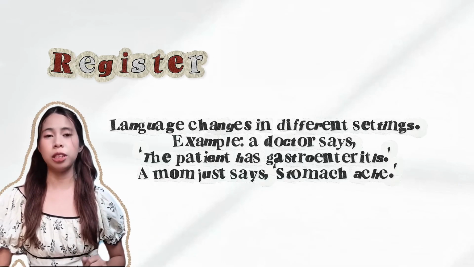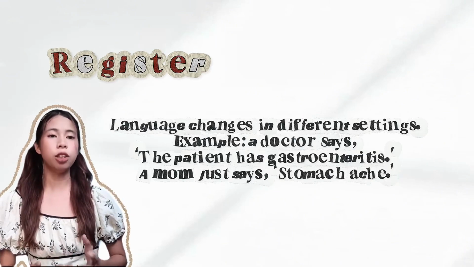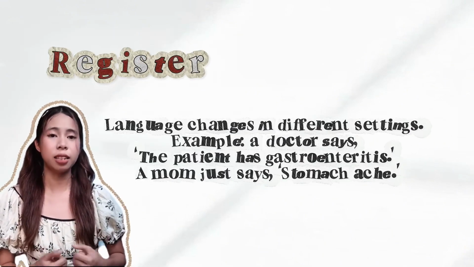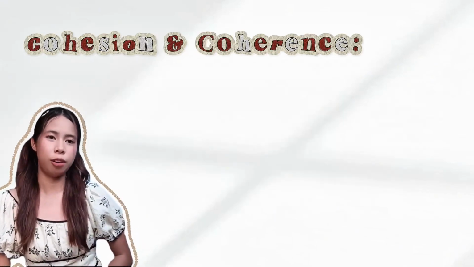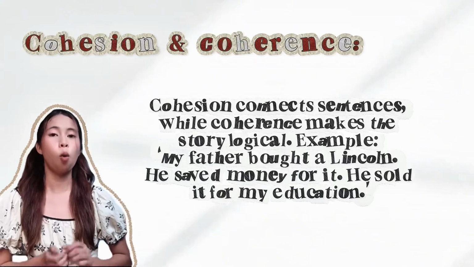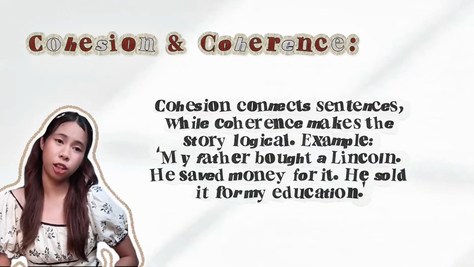Discourse also studies key features like this. Register: language changes in different settings. For example, a doctor says the patient has gastroenteritis. A mom says stomach ache. Cohesion and coherence: cohesion connects sentences, while coherence makes the story logical.